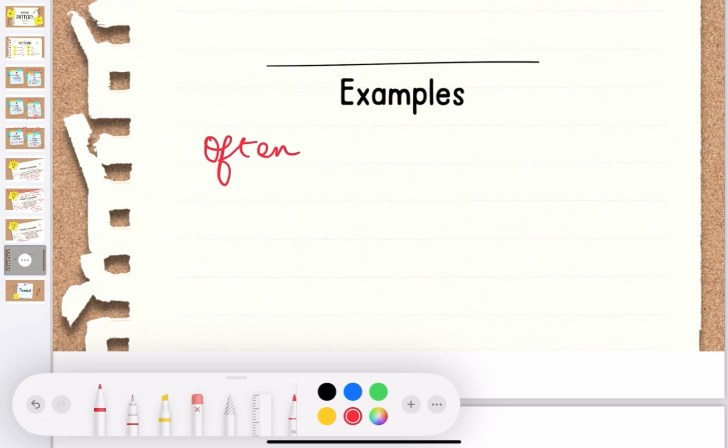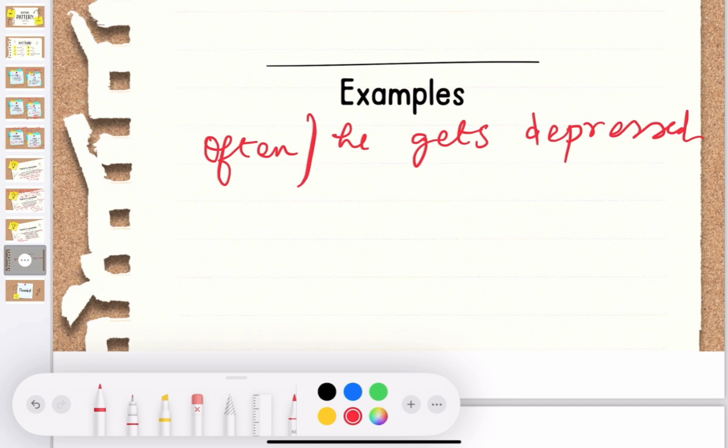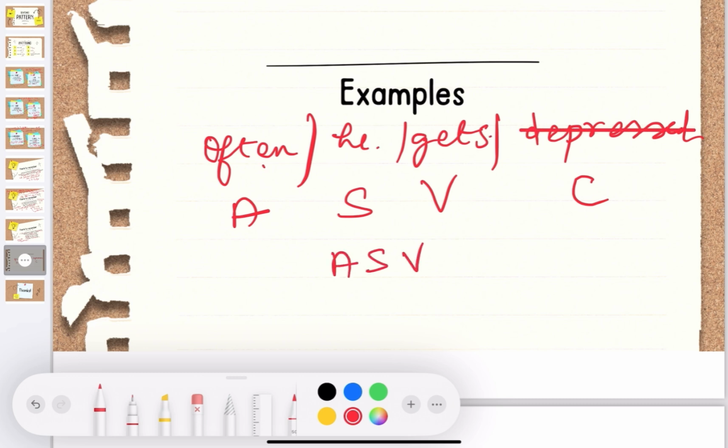Often he gets depressed. What is it? Often will be adjunct. He is subject. Gets is a verb. Depressed is complement. If you try to remove the complement, there won't be any meaning. ASV. Just try. Often he gets what? There's no meaning, right? So it's a complement. So the pattern will be ASVC.